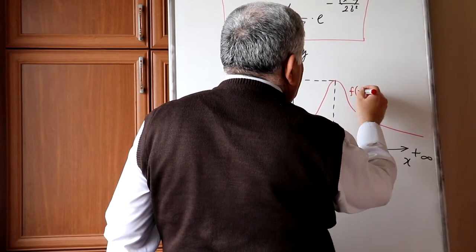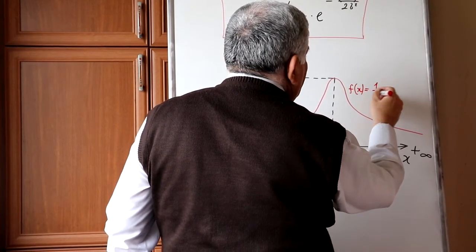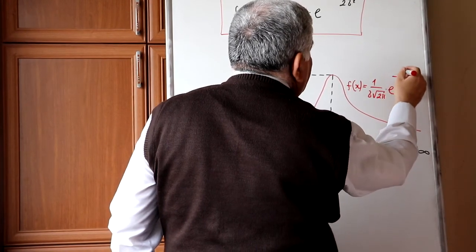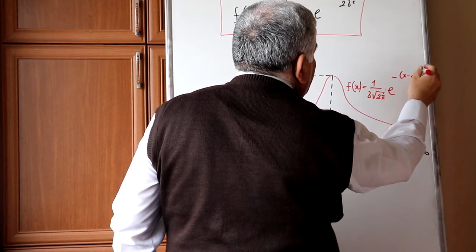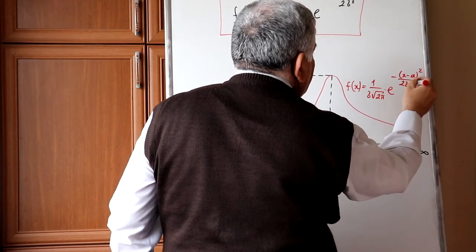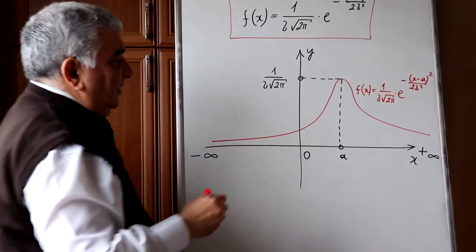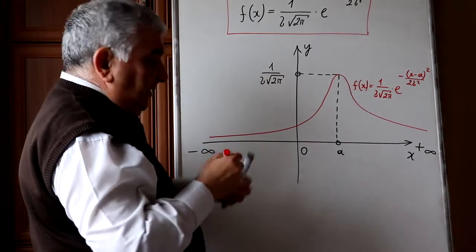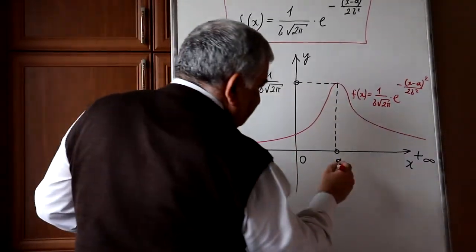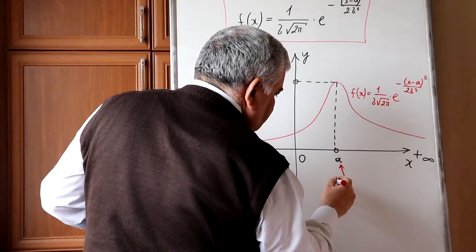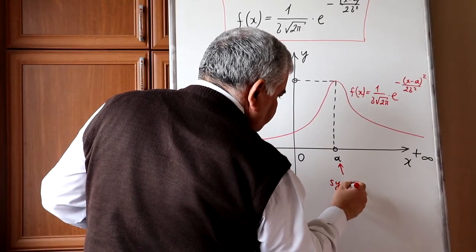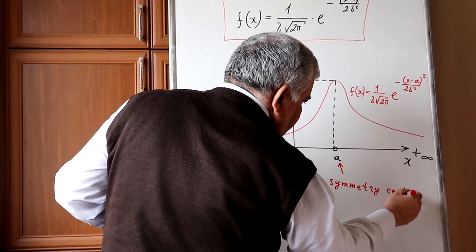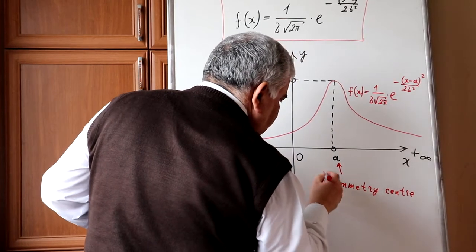It is the graph of the normal distributive density. F of x is equal to 1 over sigma square root of 2 pi multiplied by e raised to minus x minus a squared over 2 sigma squared. Already you know that A is the symmetry center, and also A is the mode.